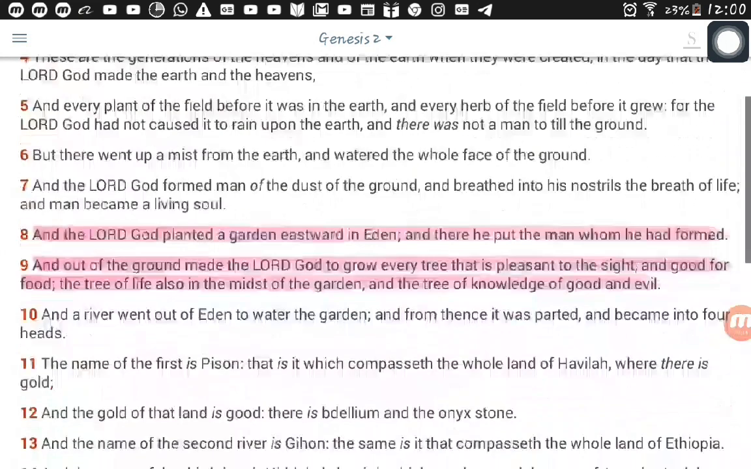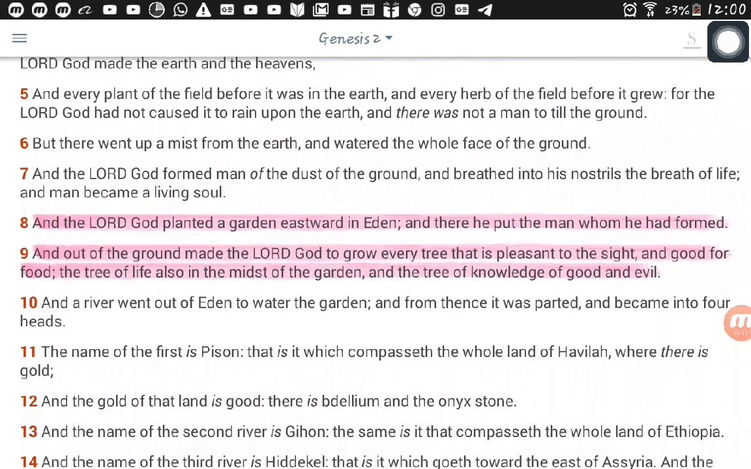We find that God created, verse 8 says, and the Lord God planted a garden eastward in Eden, and there he put the man whom he had formed. So God planted the garden, and he put the man he had formed in the garden. Verse 9 says, and out of the ground made the Lord God to grow every tree that is pleasant to the sight. So the first category of trees that was found in the Garden of Eden was flowering plants.